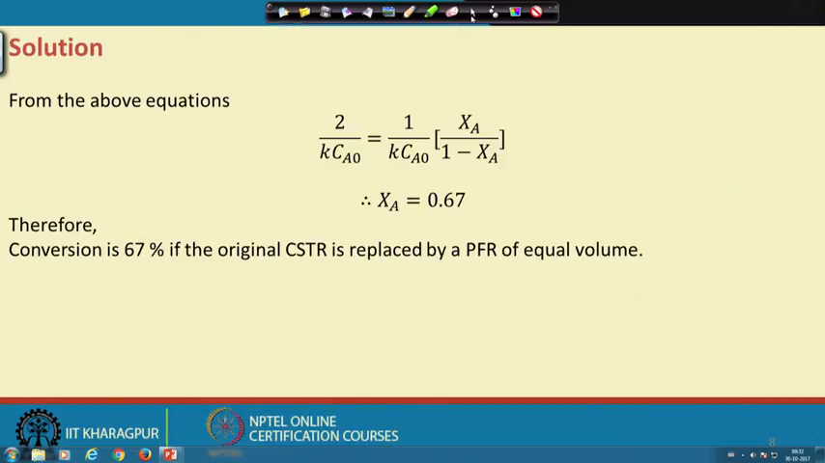Now the next problem is also very important. Let us work through the next problem.